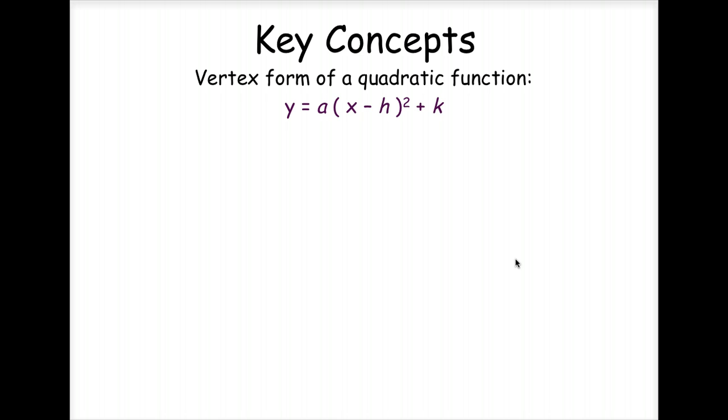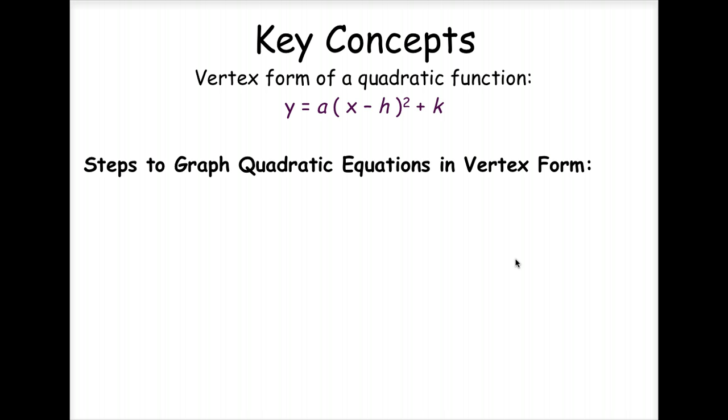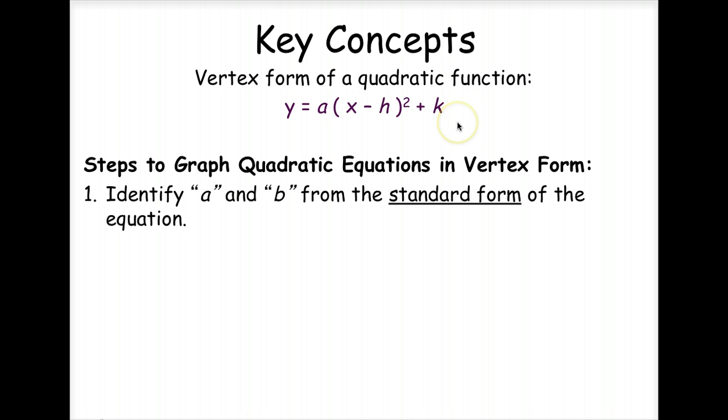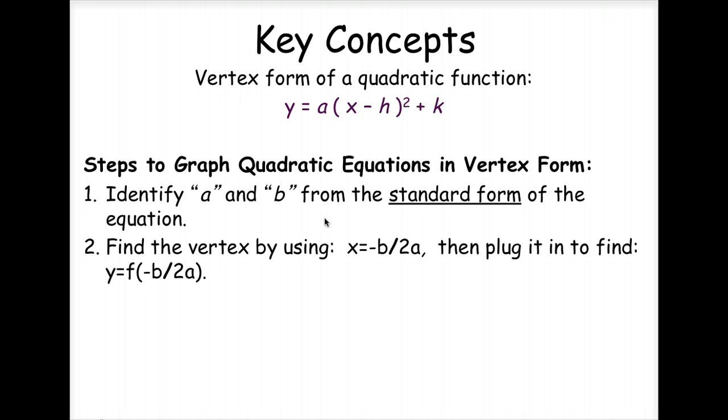We're talking about a lot of math vocabulary in this one, but we'll be explaining it as we go through. So first of all, steps to graph quadratic equations in vertex form. And this is the vertex form of a quadratic equation. First of all, we need to identify a and b from the standard form of the equation. Then we're going to find the vertex using -b over 2a. Then whatever answer we get, this is the x value of the vertex.